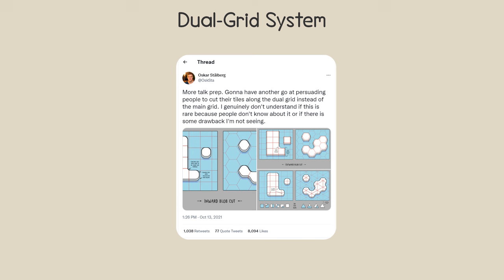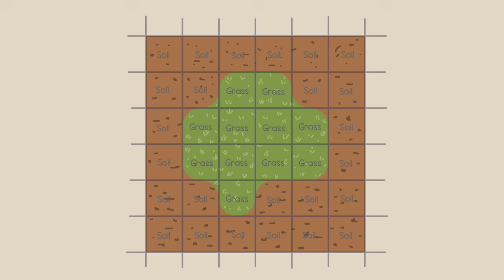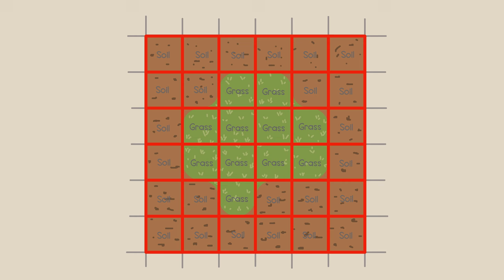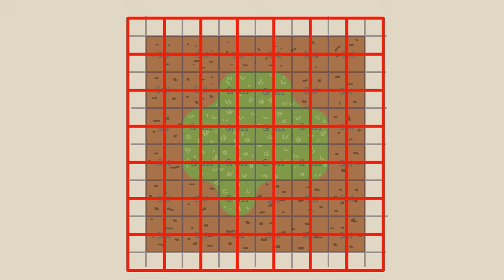But very briefly, if this is the world grid and this is your terrain mesh, you probably want to split the mesh up into tiles. The obvious way to do this would be to split it into tiles that are aligned with the world grid, like this, but in the dual grid system, we instead split the mesh up like this, so the tiles are offset by half a square from the world grid.